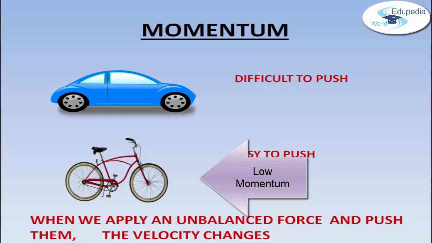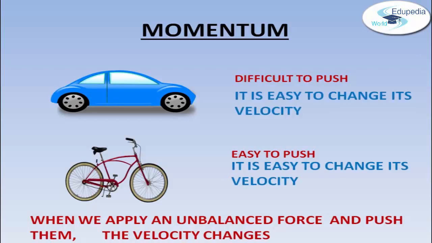The object with a higher momentum, which is difficult to move, the change in the velocity when we apply this unbalanced force will also be very, very small, or in fact negligible in the case of the car. But in the case of the bicycle, if we give a small push or if we apply unbalanced force, then the velocity changes. So what we can say is, it is easy to change the velocity of a bicycle and not of a car.